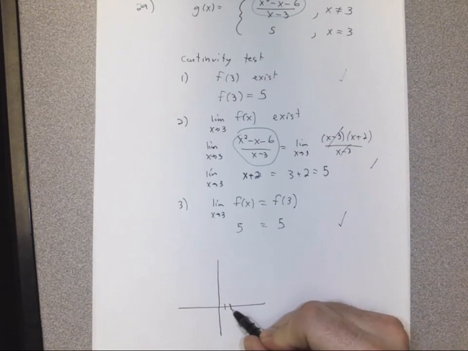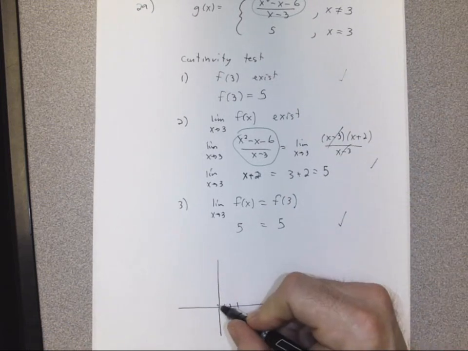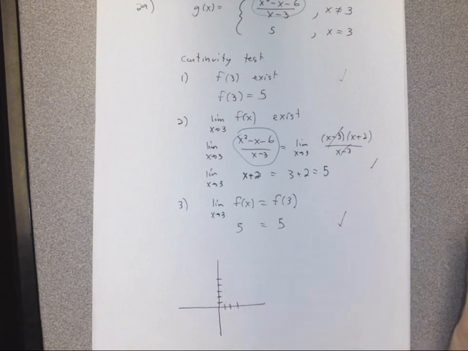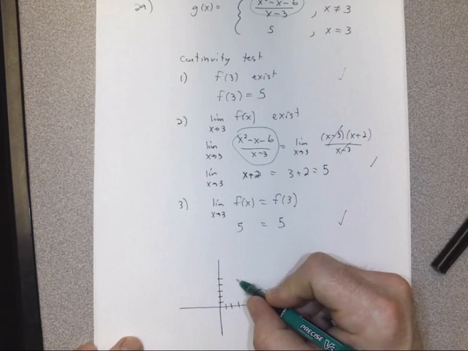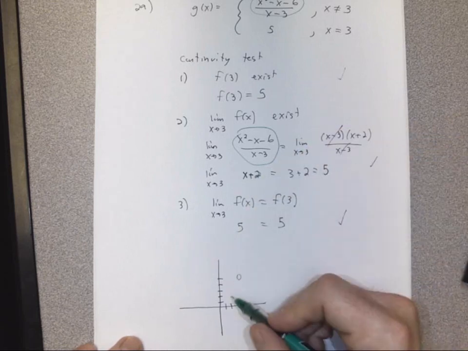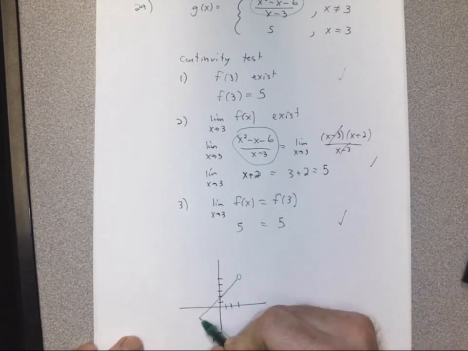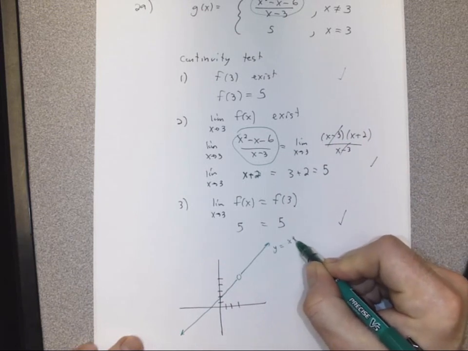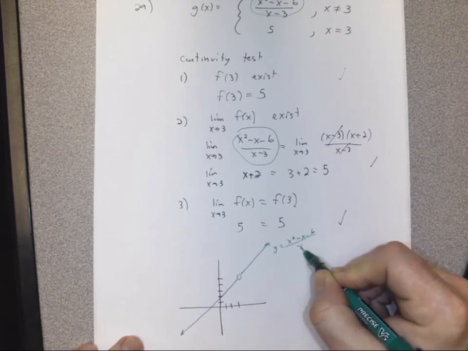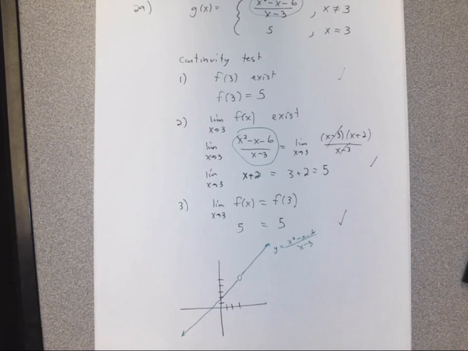So 1, 2, 3, x equals 3. And I know that the y value is 5 because that's its limit. You guys agree? So it's got a hole at 3 comma 5. That's really what that means. It's got a y-intercept of 2. So it's going to look like this. So that is y equals x squared minus x minus 6 all over x minus 3, right?